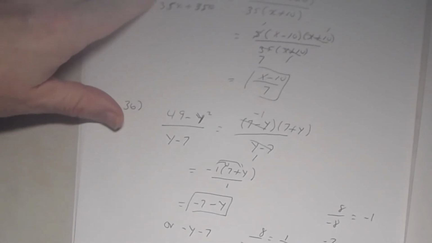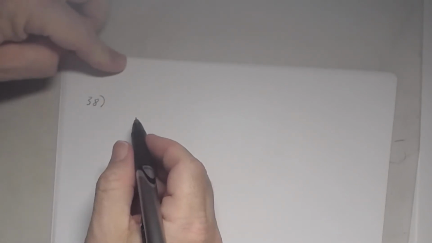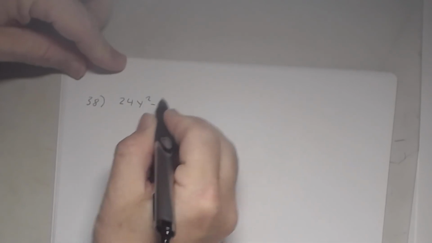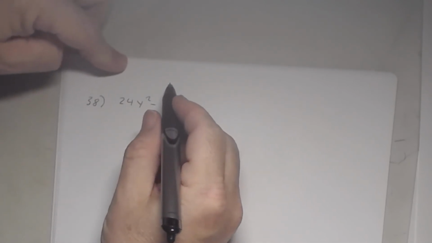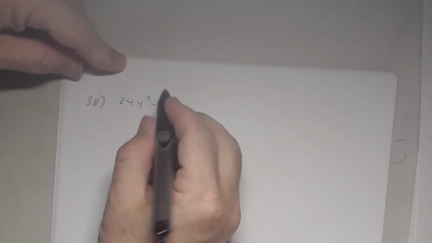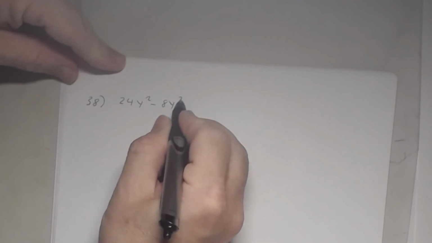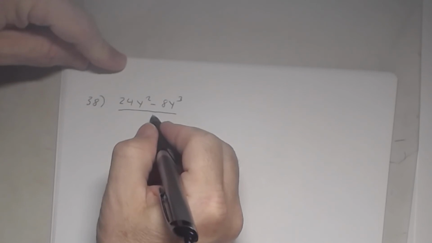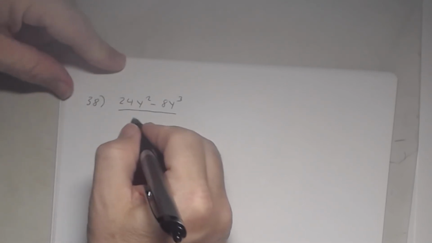All right, 38. You have 24y squared minus 8y cubed, divided by 15y minus 5y squared.